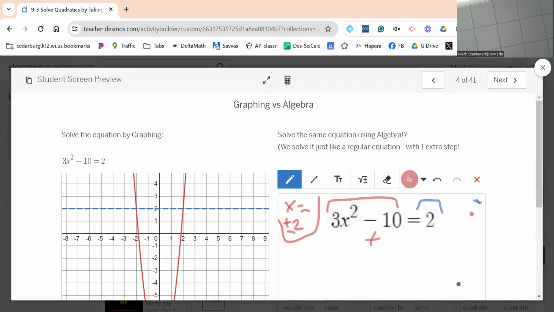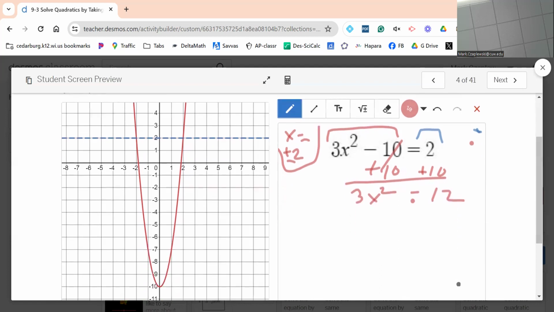So get the x squared alone, add 10. Cancels this. You've got 3x squared equals 12. Now, just like you normally would, you would then get the x alone by dividing by 3. This is all stuff you learned first semester. We've been doing it all year. Now comes the new moment in time. 12 divided by 3 is 4.